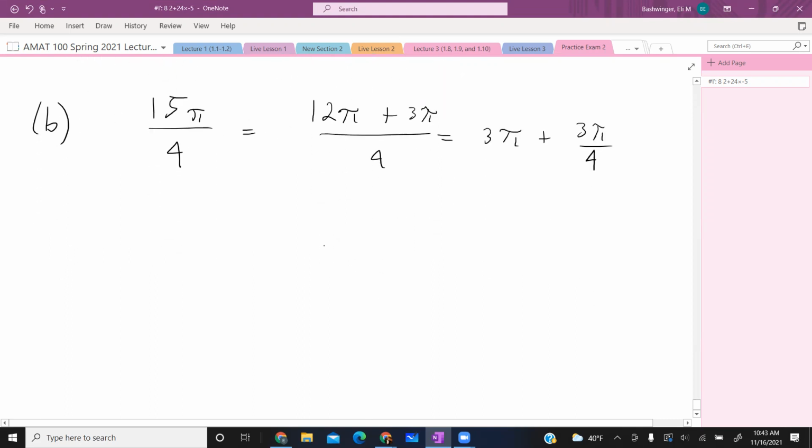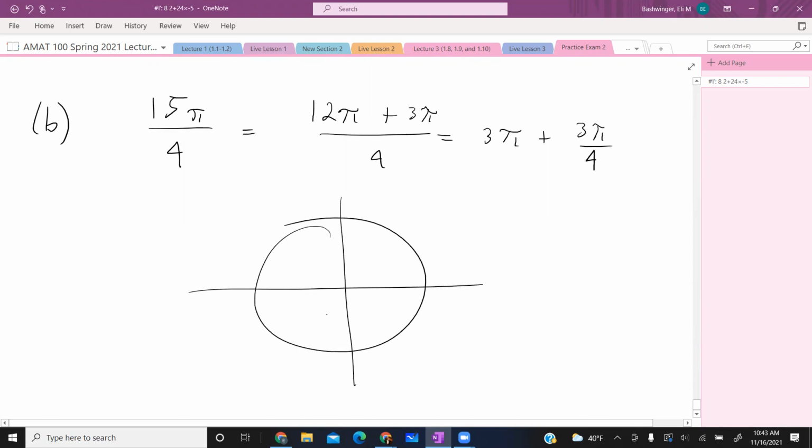So let's draw this on the unit circle. Again, you don't have to do all this stuff. It would be good to break it off in this way to figure out exactly where on the circle you are, but you don't have to go into this much detail, because I know when you take an exam, you're limited on time. So 3 pi means you go around the circle once and then you go halfway around.